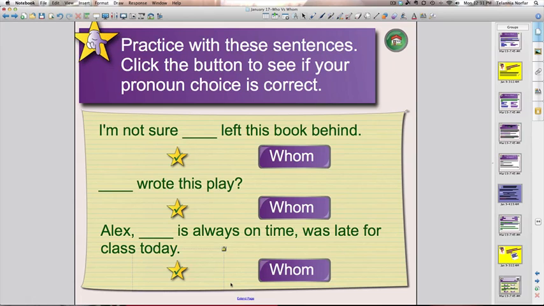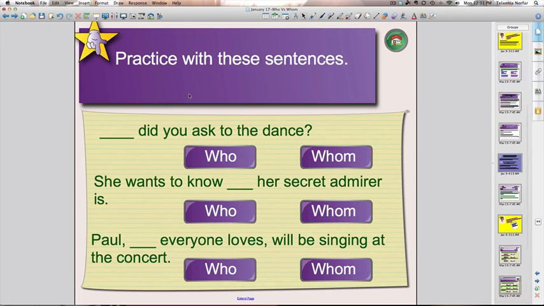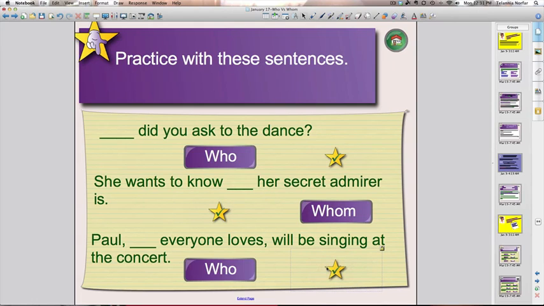I'm not sure who left his book behind. Who wrote this play? Alex, who is always on time, was late for class today. Good job. Let's do another practice. Let's practice with these sentences. Again, pause the video until everyone has answered. Okay, hopefully you said whom, who, and whom.